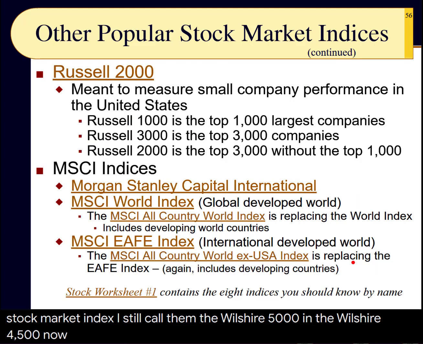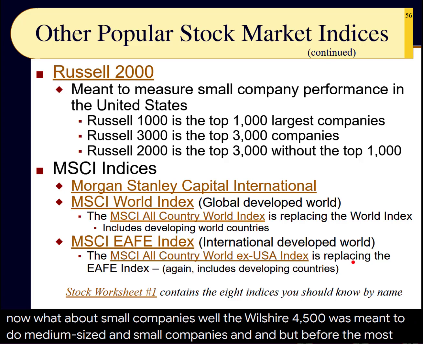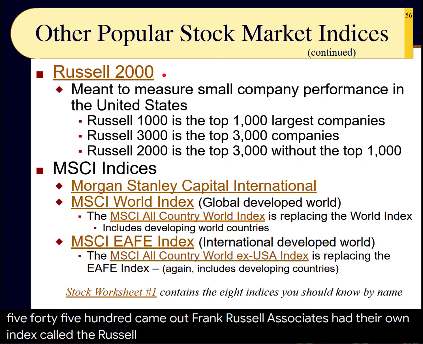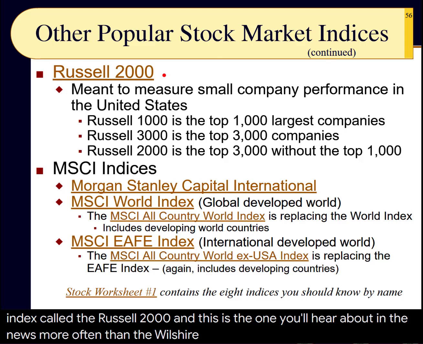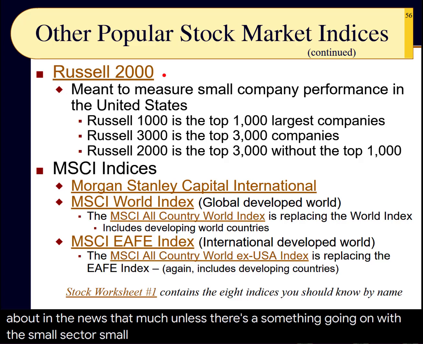But what about small companies? Well, the Wilshire 4500 was meant to do medium-sized and small companies, but before the Wilshire 4500 came out, Frank Russell Associates had their own index called the Russell 2000, and this is the one you'll hear about in the news more often than the Wilshire 4500. And you don't hear that much about it unless there's something going on in the small company sector. This was meant to measure the small company performance.